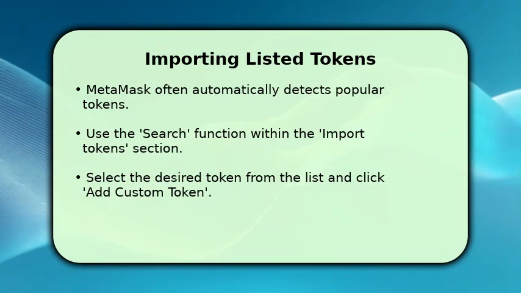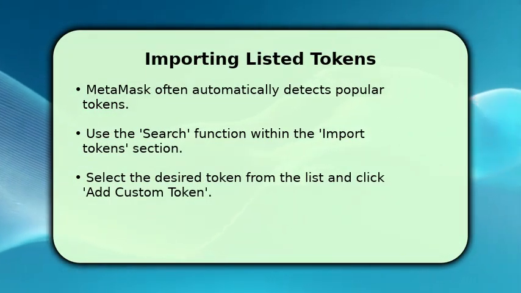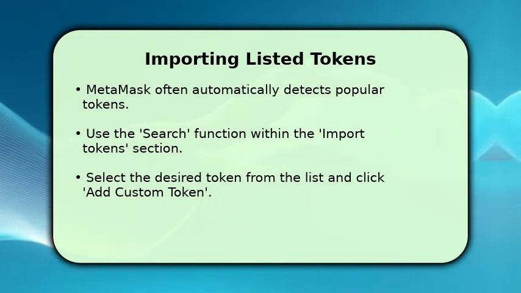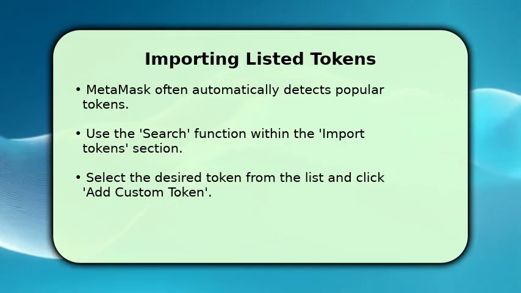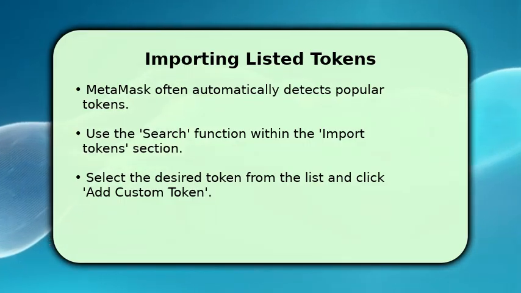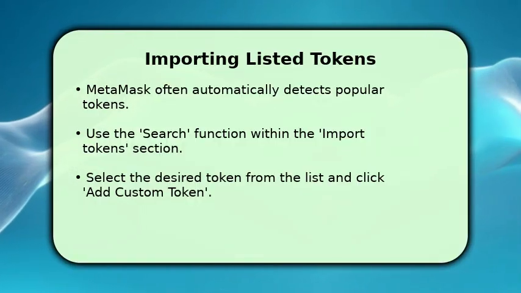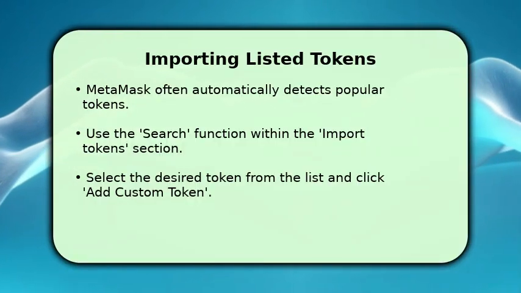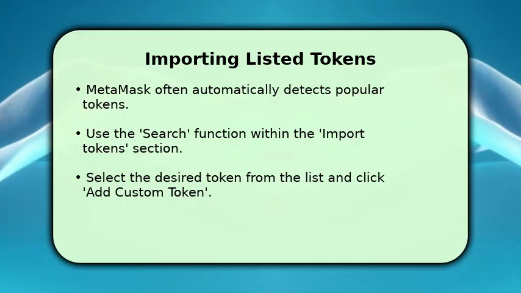For many popular tokens, MetaMask offers a simpler approach. After clicking Import Tokens, you can often use the search bar to find your desired asset. MetaMask will display a list of recognized tokens. Simply select the one you wish to add, and then click Add Custom Token. This method is much quicker as it bypasses the need to manually input contract details, streamlining your token management.